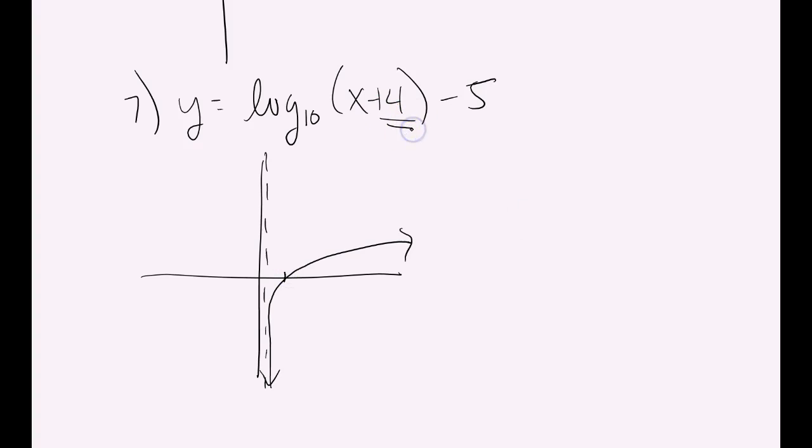Anything on the inside is my left and right. So this is my left 4, and this is down 5. So left 4, 1, 2, 3, 4. Everybody moves left 4, including that asymptote. And then this point moves left 4, so it's here. Oh wait, it's not here because it also moves down 5. 1, 2, 3, 4, 5. So it'll actually be down there. Okay.